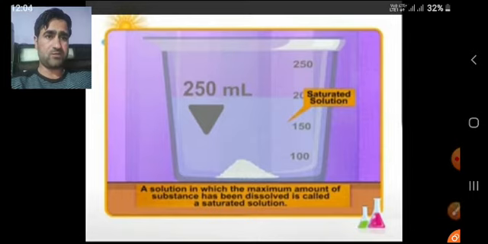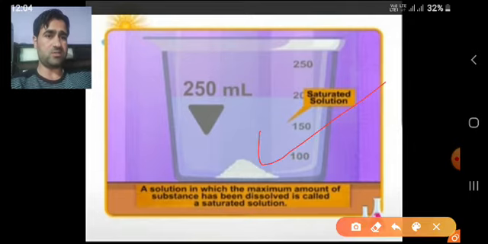For example, this is a saturated solution. You can see the solute particles are undissolved at the bottom of the beaker. A solution in which the maximum amount of substance has been dissolved is called a saturated solution. So the maximum capacity has already been reached and we are unable to dissolve more solute in this 250 ml water. So you can clearly see the undissolved solute particles. So this solution is a saturated solution.